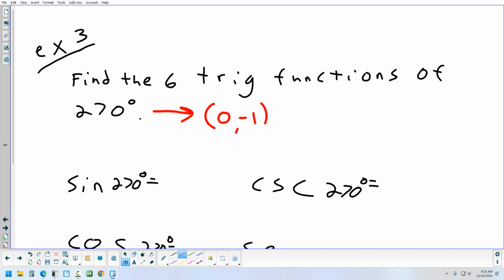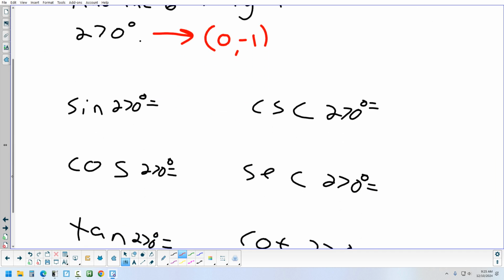0, -1. So it is similar to 90, right? It has a 0, it has the 1, well this is a -1. So you're going to get all the kind of similar answers. You'll get some 1s, or some -1s, some 0s, and some undefineds. But they might be in different spots. All right, so let's do sine of 270. Nick, what's the sine of 270? -1.